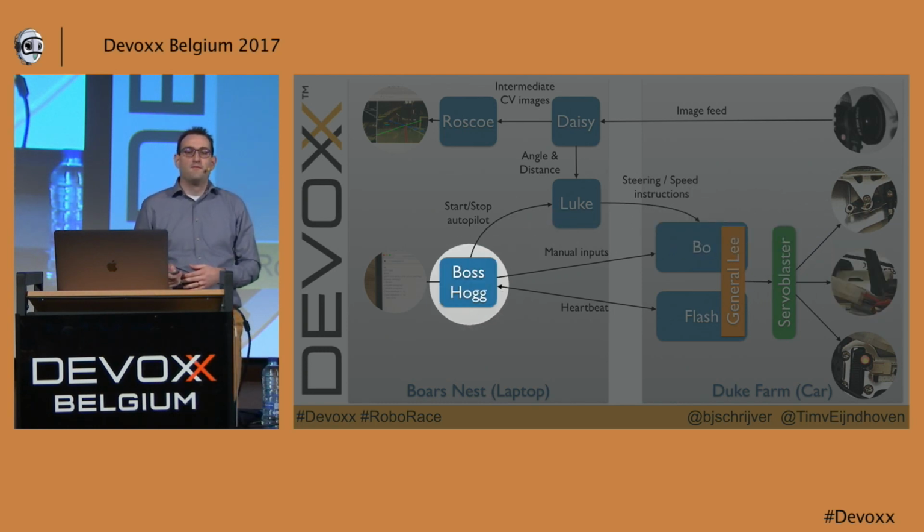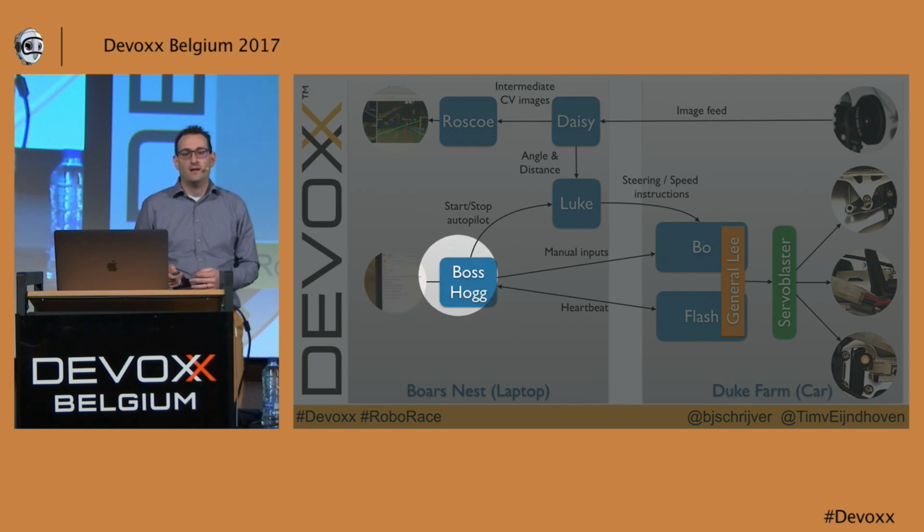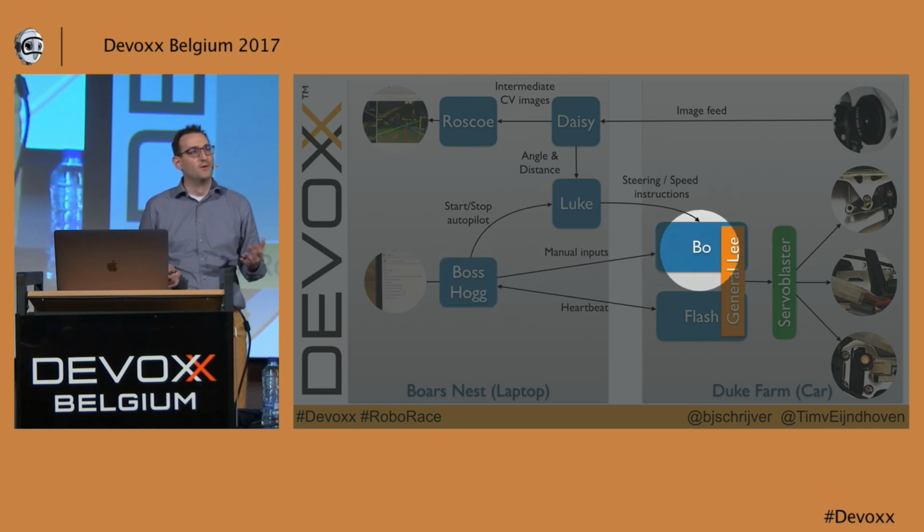On the other end, we have Boss Hog, which is our UI. So that's the whole puppet master when we do this ourselves, whenever we have the control to start or stop the autopilot from Luke. And on the other end, we have the manual inputs, which get sent directly to Bo in order to steer the car. And it sends the heartbeat to Flash.